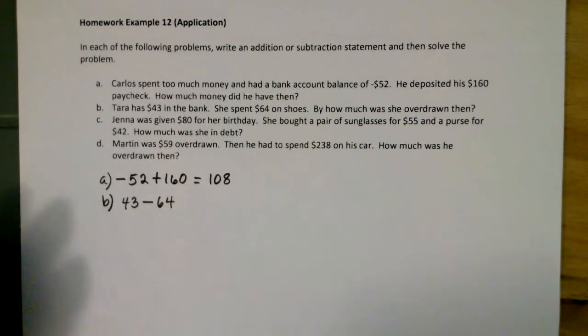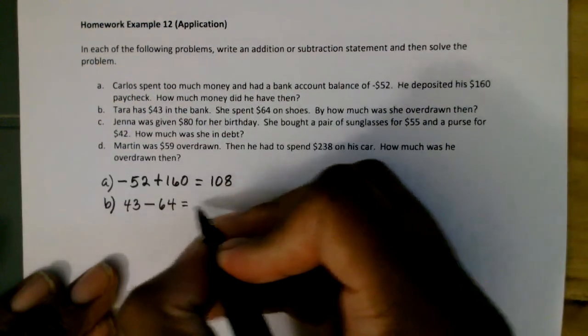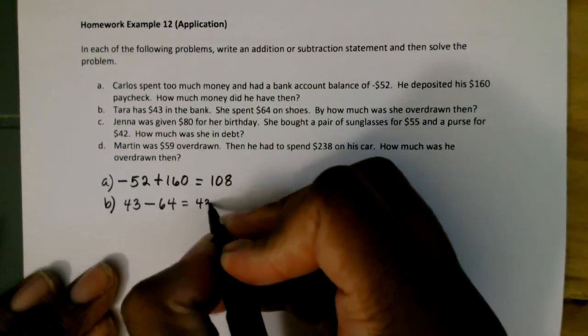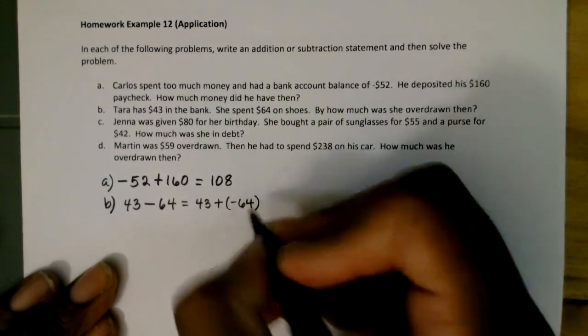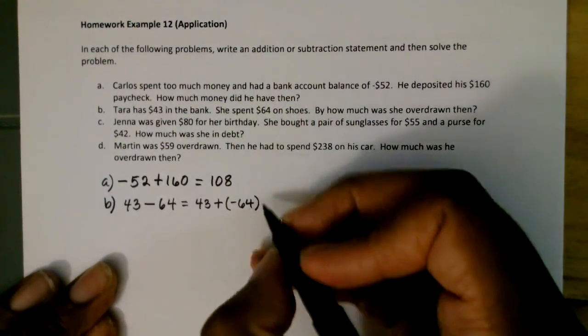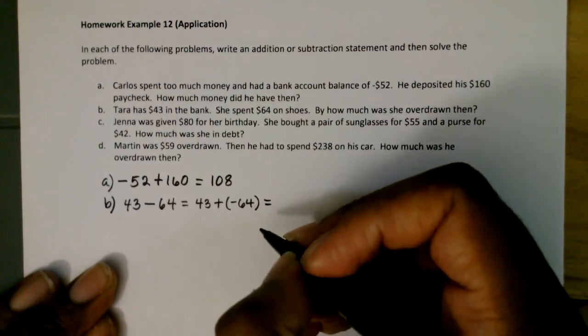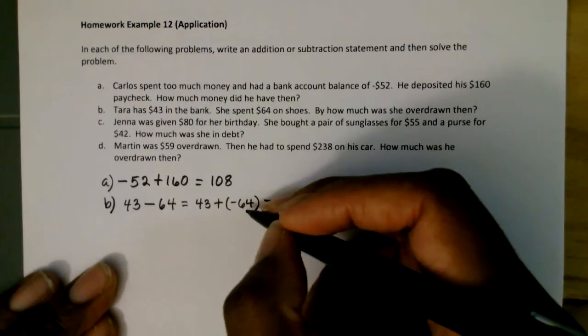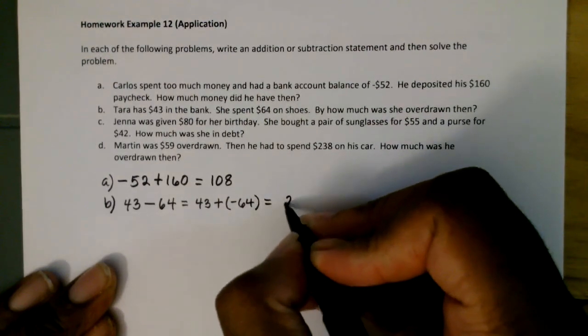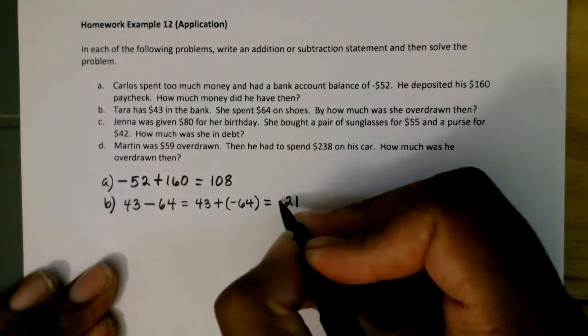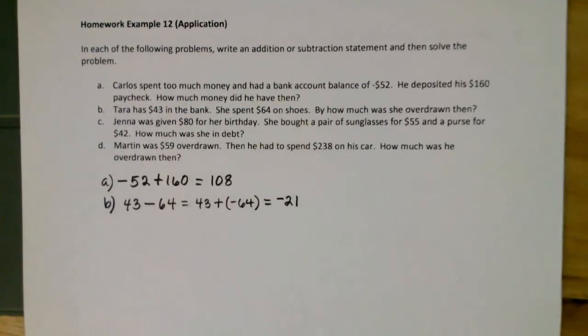And to find out how much was she overdrawn then? Well, 43 minus 64 is the same as 43 plus the opposite of 64. That's -64. I'm adding two integers with different signs. So if I subtract 43 from 64, that would be 21. The 64 has a negative sign, so the answer has to be negative. So here she's $21 overdrawn.